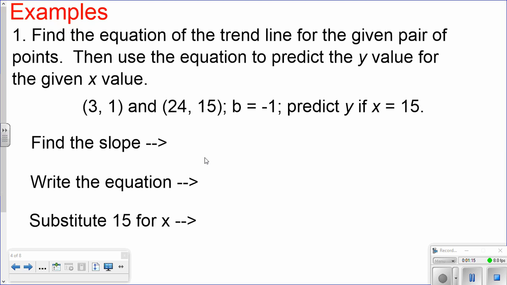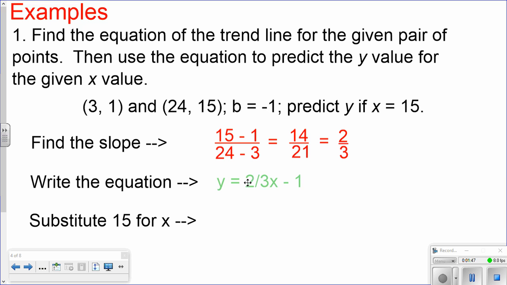For example, find the equation of a trend line for the given pair of points, and then use the equation to predict the y value for the given x value. When we're looking for slope and we're given points, remember it's y2 minus y1 over x2 minus x1. So 15 minus 1 over 24 minus 3. 15 minus 1 is 14, 24 minus 3 is 21, and that simplifies to 2/3. Then you're given that b is -1, so that's our y-intercept. So we can go ahead and write the equation: y equals 2/3 x minus 1.